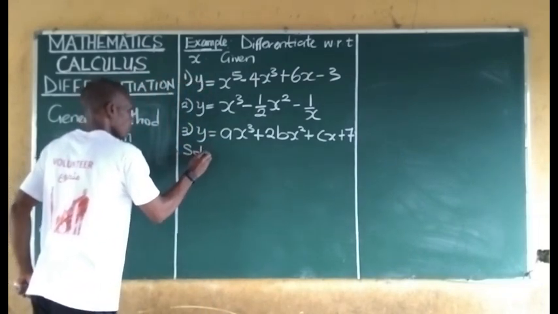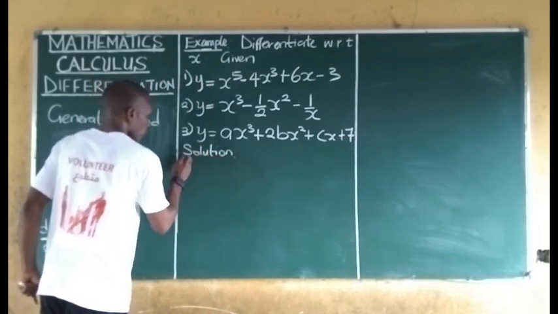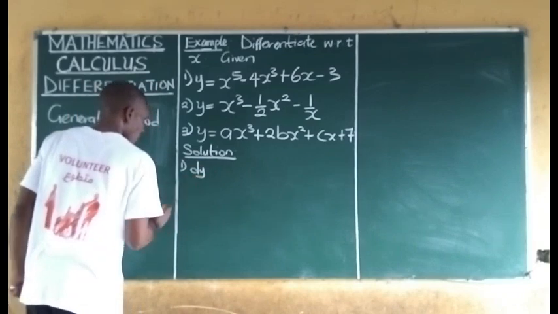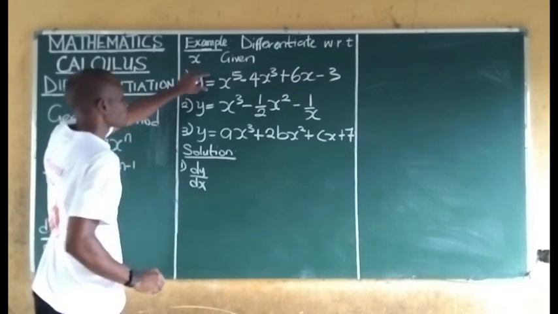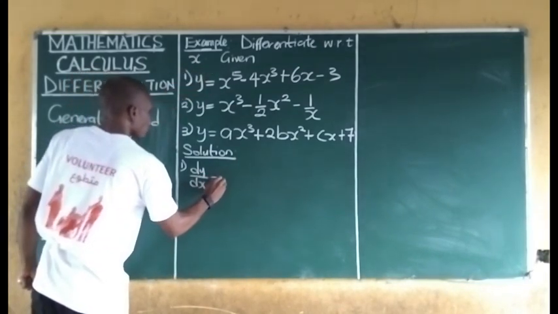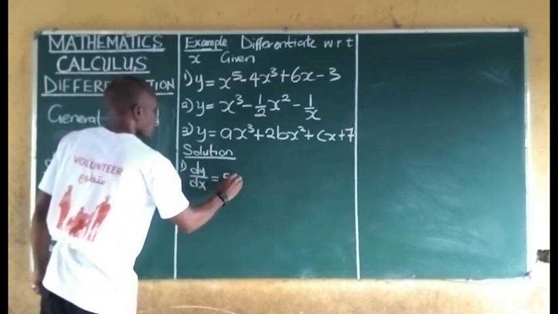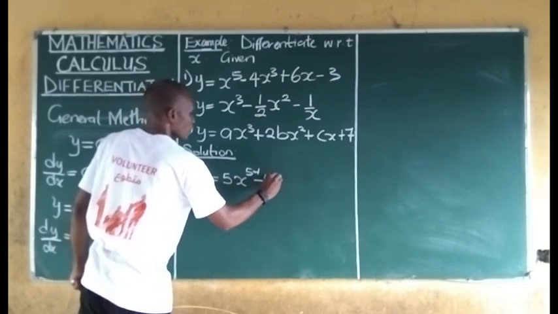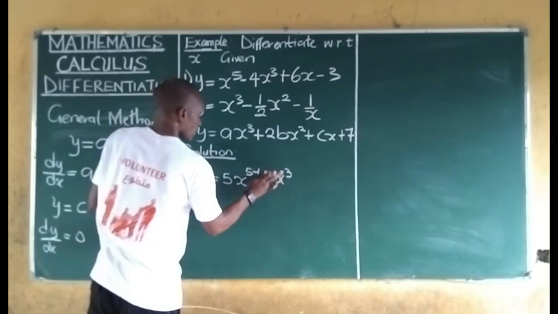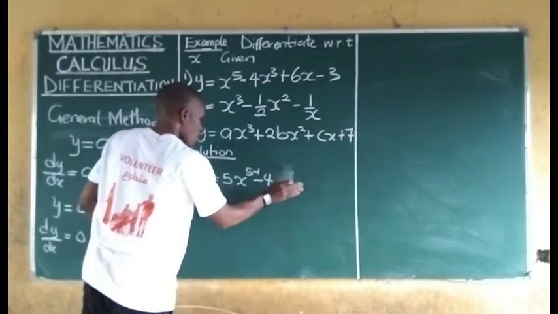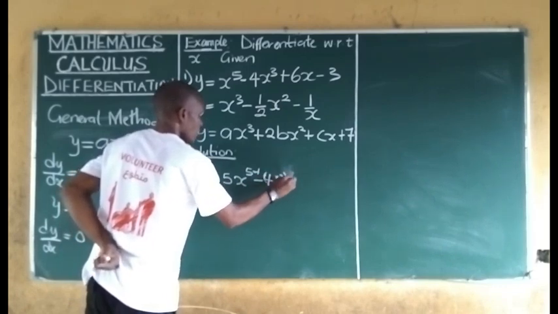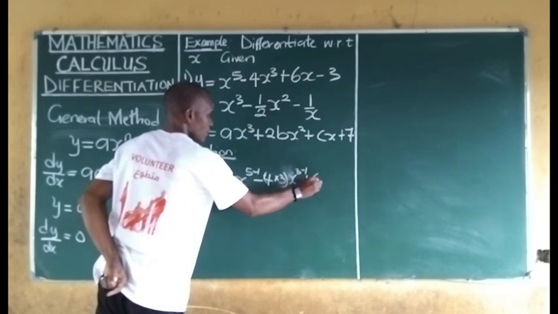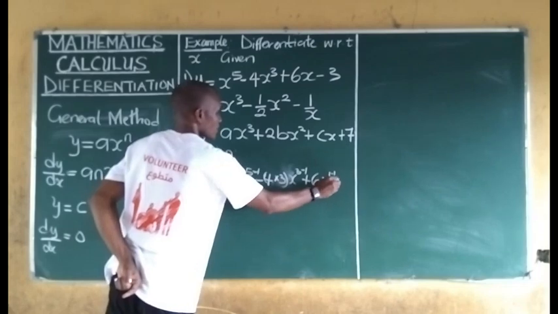So, solution 1. The dy over dx for this function will be 5 multiplied by x raised to the power of 5 minus 1, minus 4 multiplied by 3, x raised to the power of 3 minus 1, plus 6x raised to the power of 1 minus 1, minus 3.